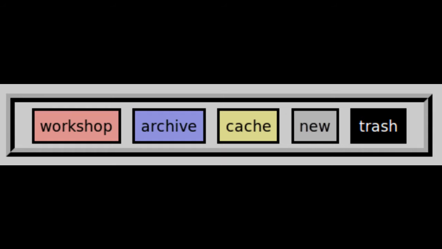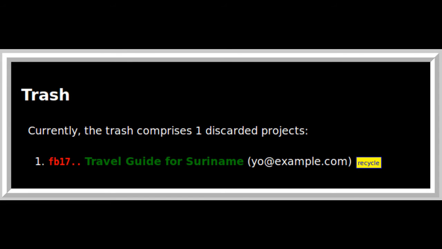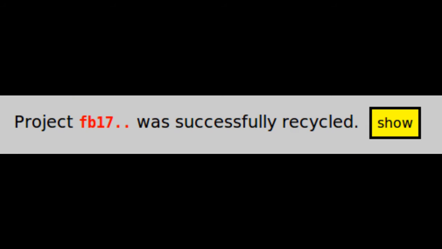Trashing a project is not final, however. The black Trash button in the Caretaker menu allows you to inspect the trash bin. At this moment there is only one project in the trash, the one we just discarded. Each project in this list has a Recycle button attached, which does just that. The project is moved back to the archive.